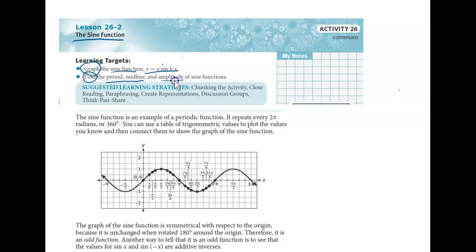So just like yesterday's lesson, we learned what the period is, the length it takes to repeat. The midline is that equilibrium right in the middle. And then the amplitude is the distance from the midline to the maximum, or midline to minimum.